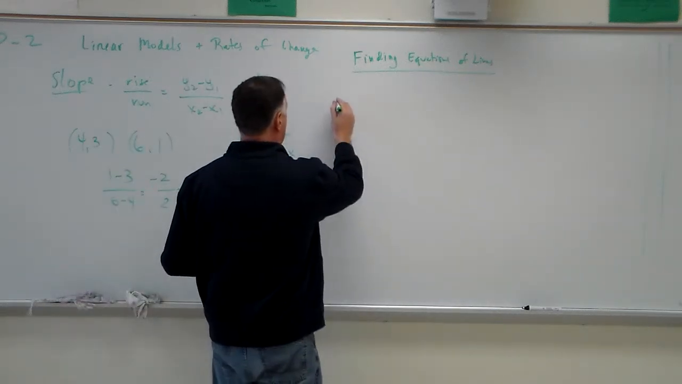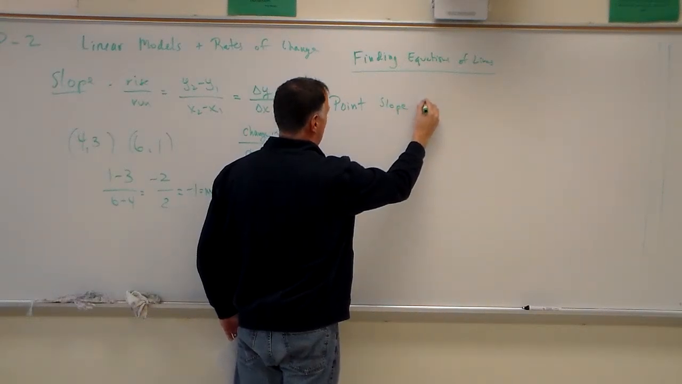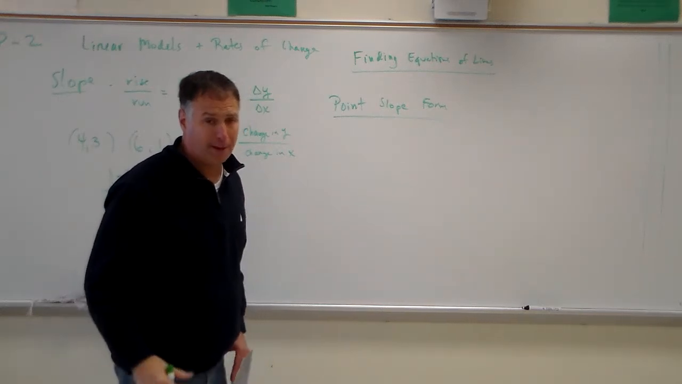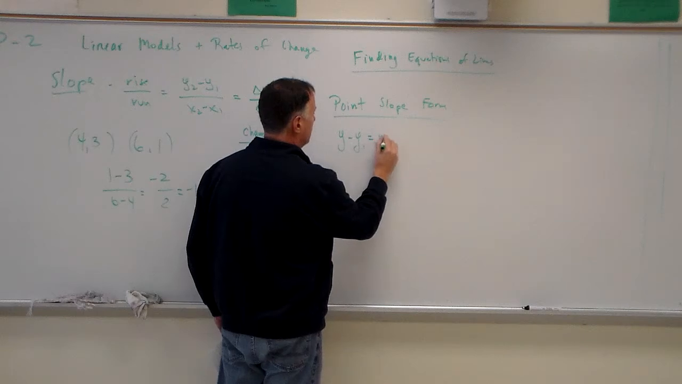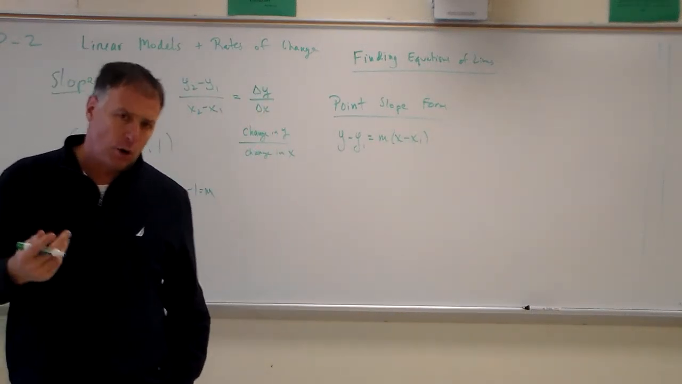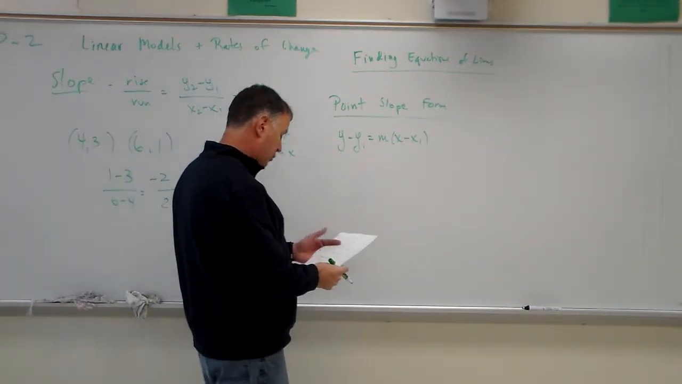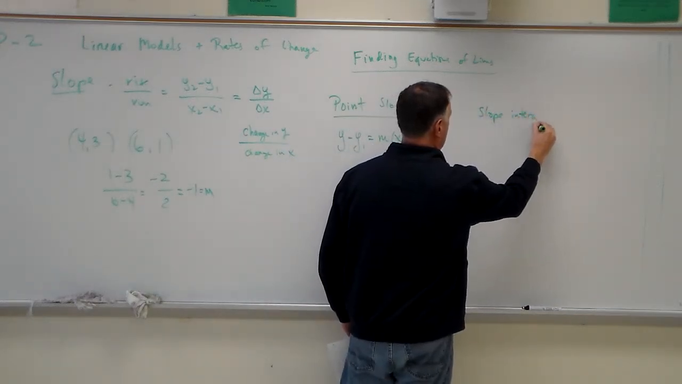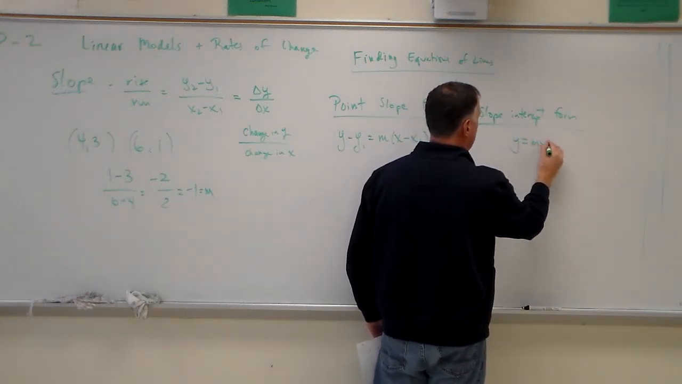So the first one's point slope form. Probably not used that much. When I have the choice, I always use slope intercept form. That doesn't matter. Point slope form is y minus y1 equals m times x minus x1. Okay, using that as your formula for an equation of a line. Of course, we have the old slope intercept form, and we know that as y equals mx plus b.